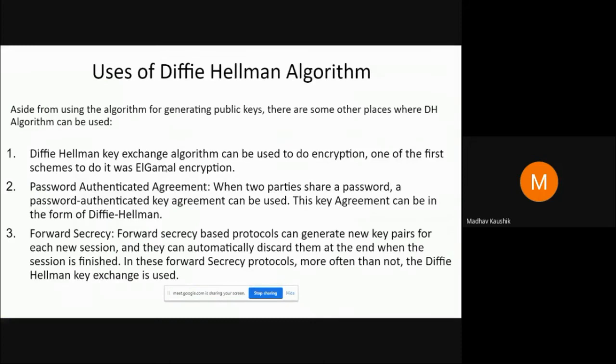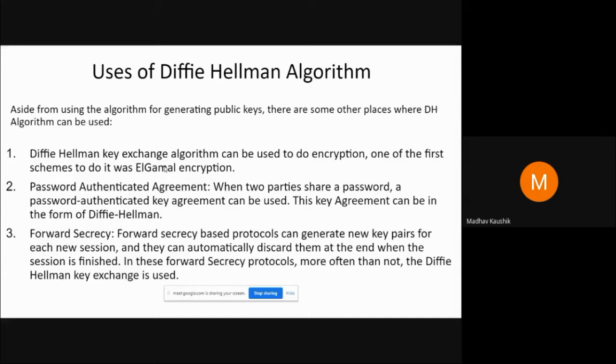Now, what are the uses of Diffie-Hellman algorithm? In addition to generating the public keys, there are other places where Diffie-Hellman algorithm can be used. It can be used for encryption, and one of the first schemes that did encryption using this method was El-Gamal encryption. Whenever the two parties share a password, a key agreement can be used, and this key agreement can be in the form of Diffie-Hellman algorithm.